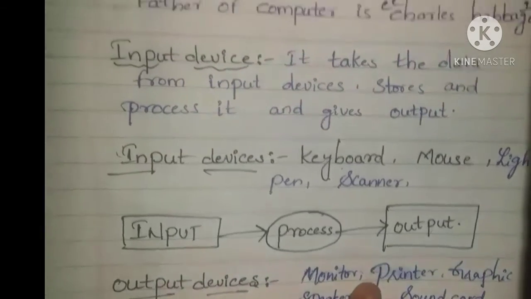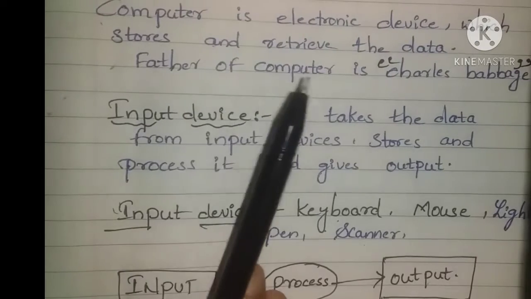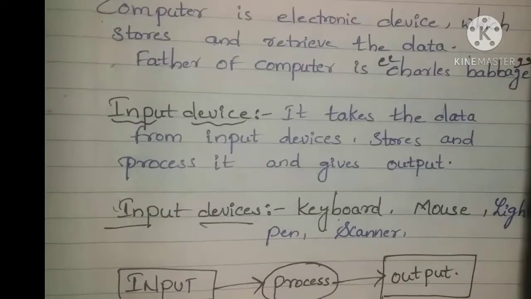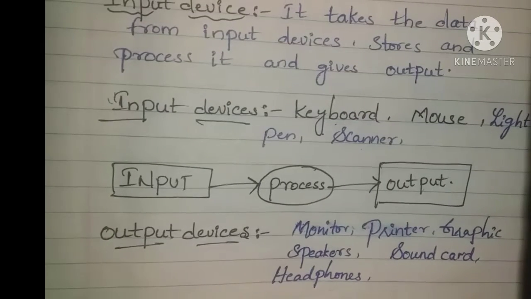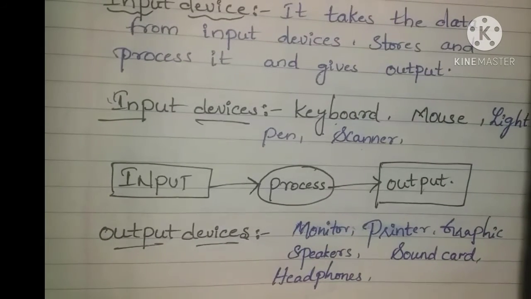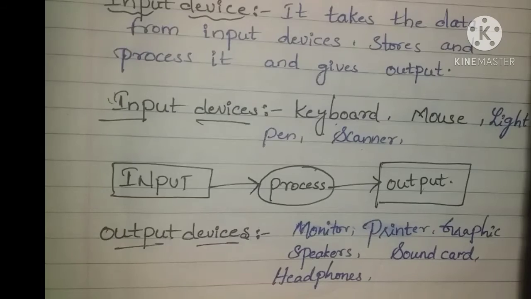And also there is a language for the computer called binary language, and this binary means 0 and 1. Yes, so this is the very basic part of the computer, and let's go to the abbreviations of the computer.